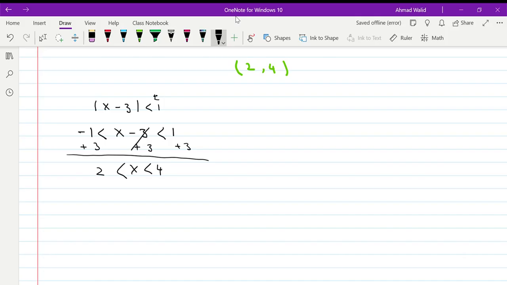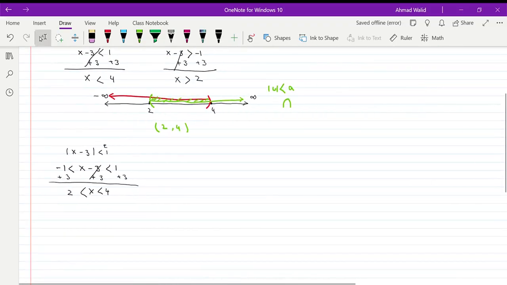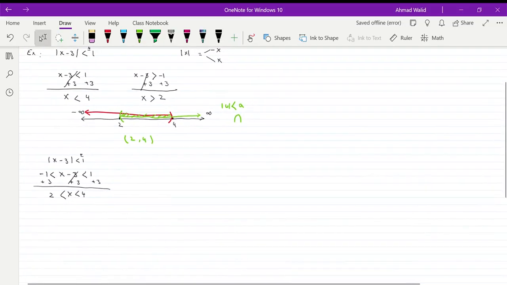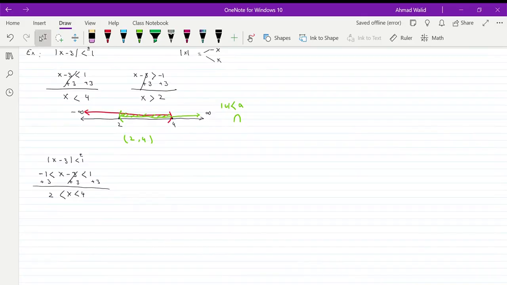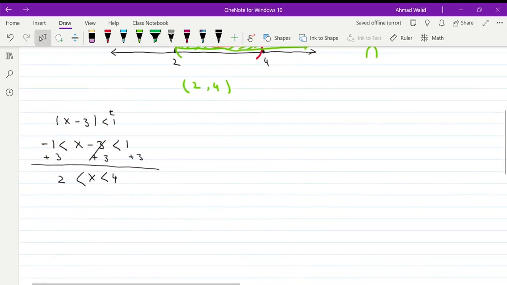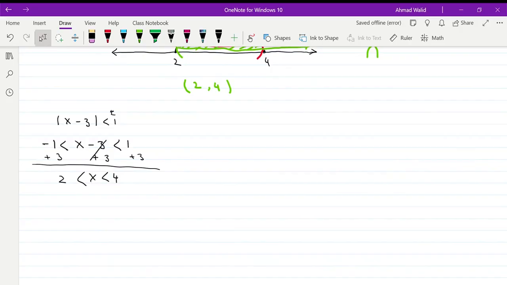You see, the answer is the same. The number line will be the same, totally the same. Look at here, the answer is the same. The number line will be the same. But this way is much easier to solve. Correct? Let me show you another example.